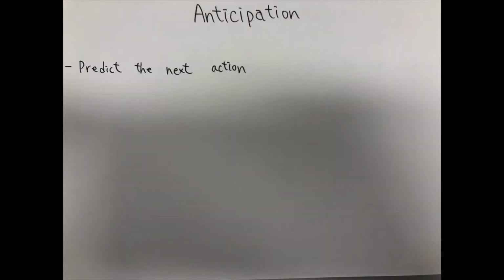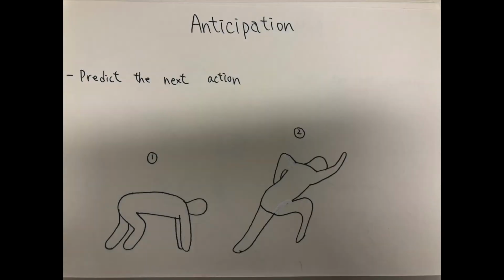The second principle is anticipation. This principle is mainly for the audience to anticipate what the next action of the character is, and it helps people to predict the next step. For example, a runner who starts to run has to do the crouch start position first.